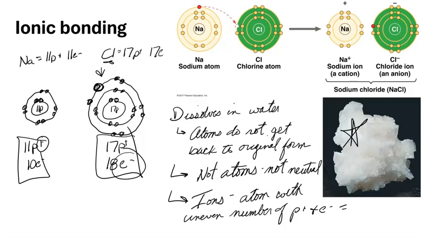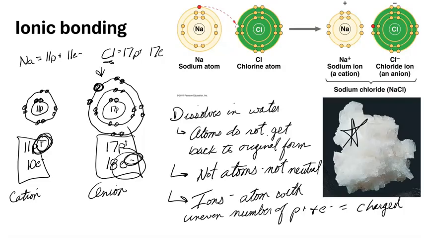And because it's unevenly numbered, there's more positive or more negative charge, so that each of these is charged. In the case of sodium, because it's got more positive charge, it gets a special term: it's called a cation. And in the case of chloride, because it's got more negative charge, this is called an anion. Okay? And so these are ionic bonds that form.